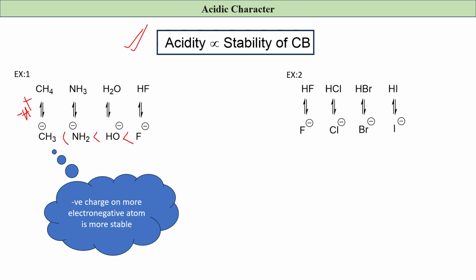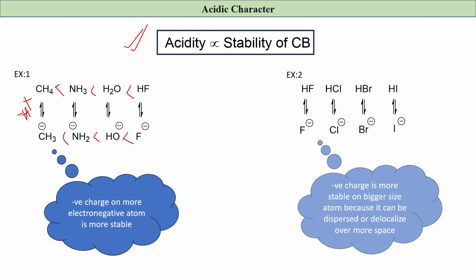Okay, if this one is more stable, which one will be more acidic? Definitely HF will be more acidic than water, then NH3, then CH4. Okay, I hope you understood. Now next, example number 2, among these two, which will be more acidic? Now first of all, make their conjugate bases.